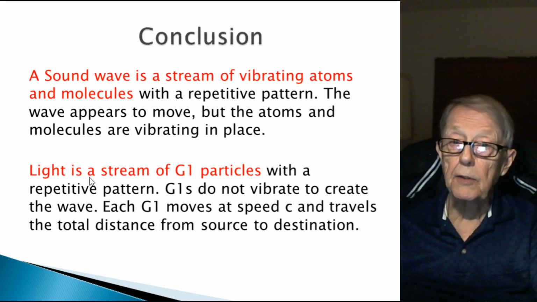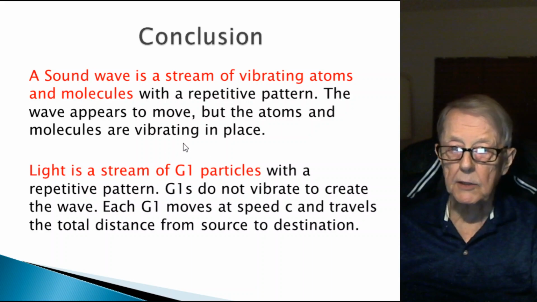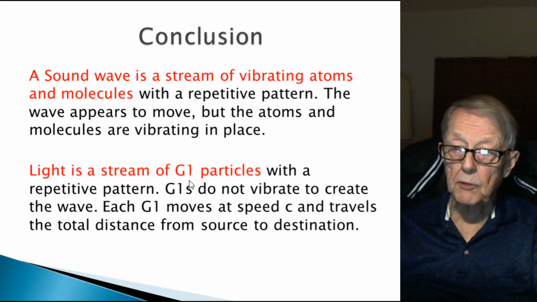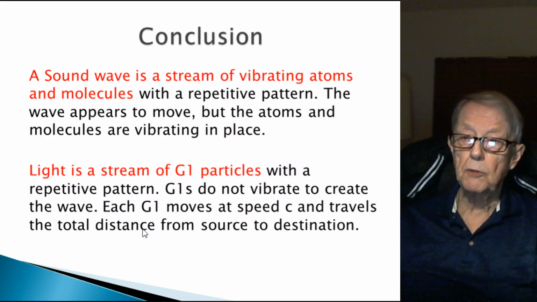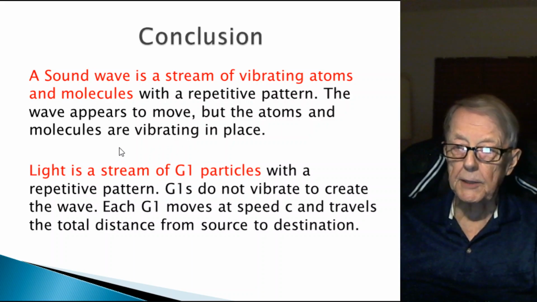So the conclusion for this video is the sound wave is a stream of vibrating atoms and molecules with a repetitive pattern. The wave appears to move, but the atoms just vibrate in place. Light is a stream of G1 particles with a repetitive pattern. It's not an electromagnetic wave. G1s do not vibrate to create the wave. Each G1 moves at speed c and travels the total distance from source to destination, whereas with sound, the vibrating atoms stay in place.